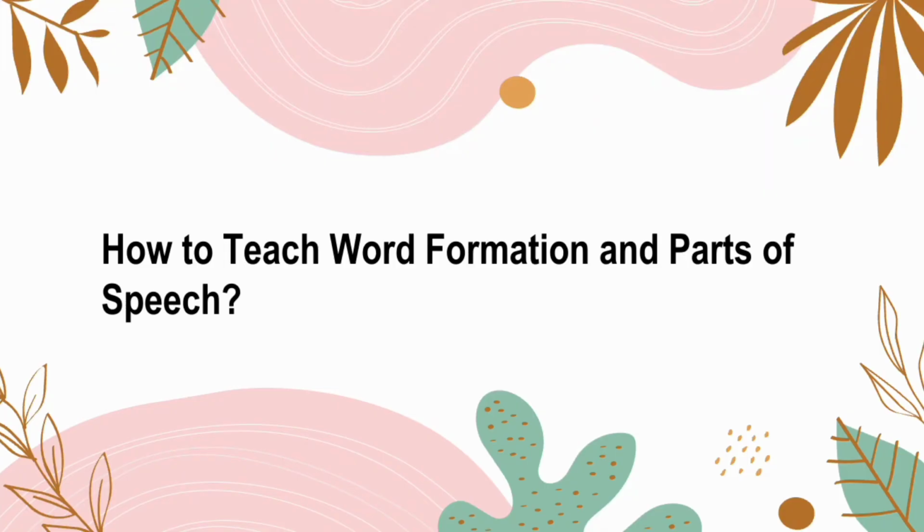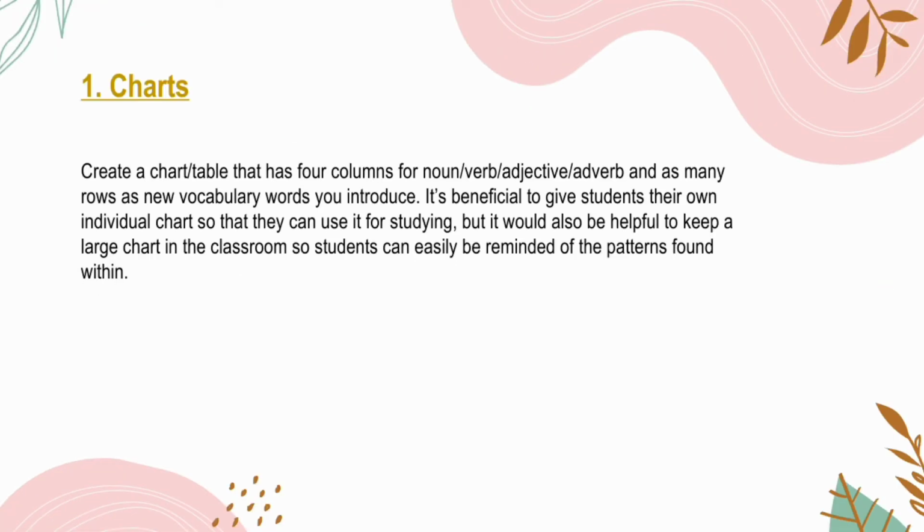How to teach word formation and parts of speech. First, charts. Create a chart or a table that has four columns for noun, verb, adjective, and adverb, and as many rows as new vocabulary words you introduce. It's beneficial to give students their own individual charts so that they can use them for studying, but it would also be helpful to keep a large chart in the classroom so students can easily be reminded of the patterns found within.